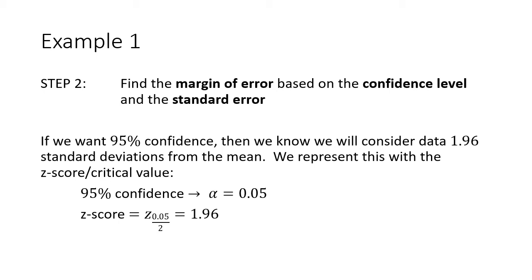If I want 95% confidence, which is typically the accepted standard for studies like this, then we know that we want to consider data that's 1.96 standard deviations from that mean, which means that's my z-score or my critical value. So again, what's going on? 95% confidence means my alpha is 0.05, and then my z-score, z of 0.05 over 2, remember, we're always dividing by 2 for the two tails. That gives us our z-score or our critical value of 1.96. And all of that was, again, kind of just given to us at this point.